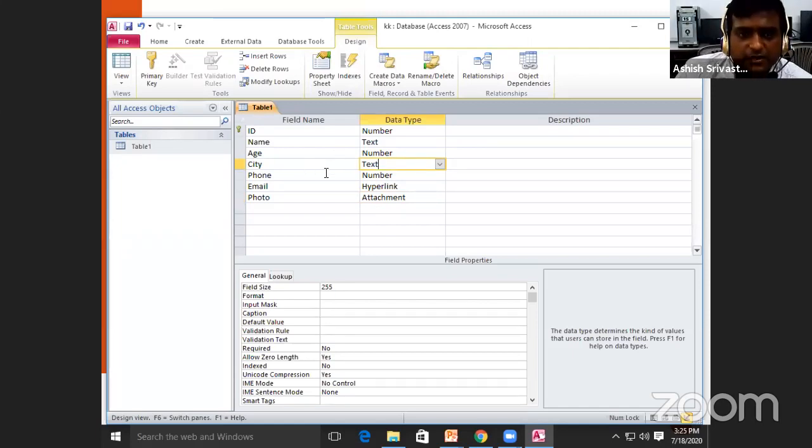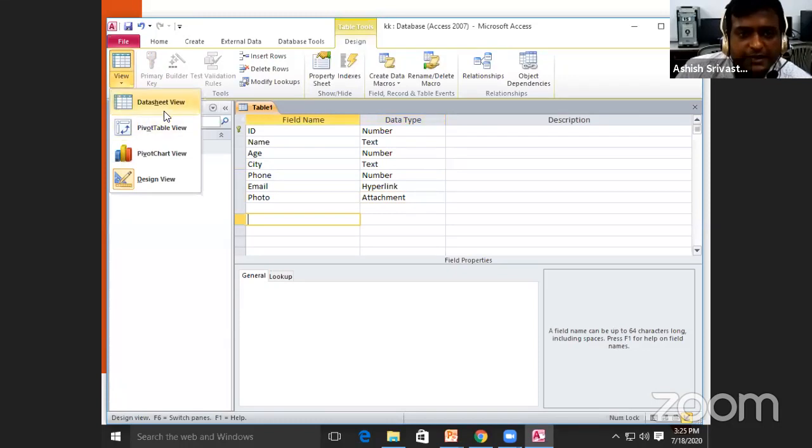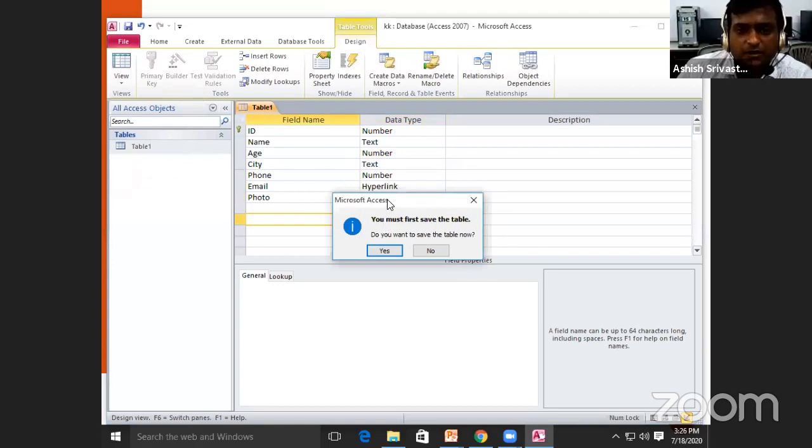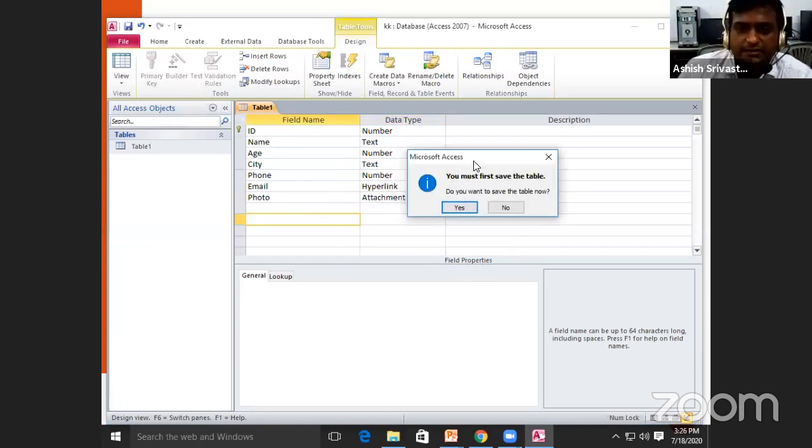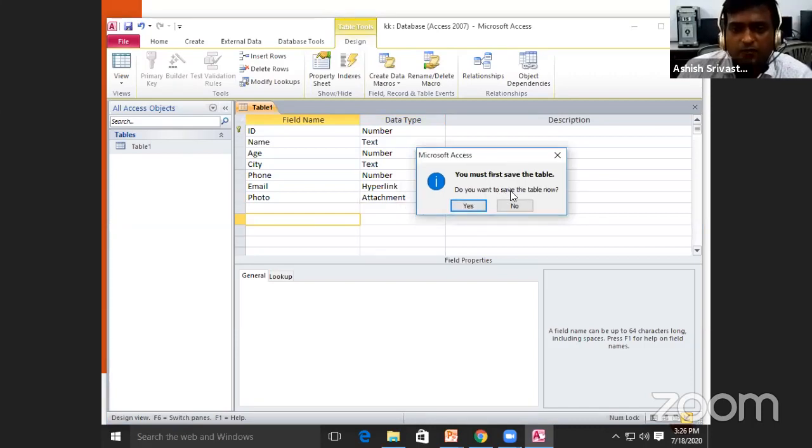So how can we input the data in this table? So to perform this operation we have to go here, data sheet view. अभी तक हम यहाँ पर डिज़ाइन व्यू में काम कर रहे थे, और अभी हम यहाँ पर डेटा शीट व्यू में काम करने जा रहे हैं। तो डेटा शीट व्यू पर मैं क्लिक करता हूँ। So डेटा शीट व्यू पर जैसे ही हम क्लिक करेंगे, सबसे पहले एक डायलॉग बॉक्स अपीयर होगा, and do you want to save the table?